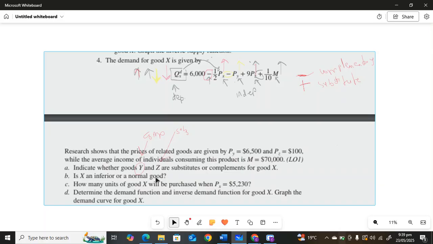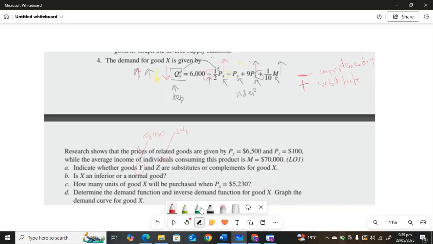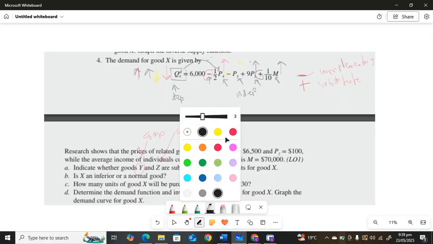An inferior good is a good where when your income goes up, you buy less of it. Then a normal good, when your income goes up, you buy more of it. So in this example, we've seen there's a positive sign. So if our income increases, quantity demanded of good X also increases. So that implies that X is a normal good, yes.